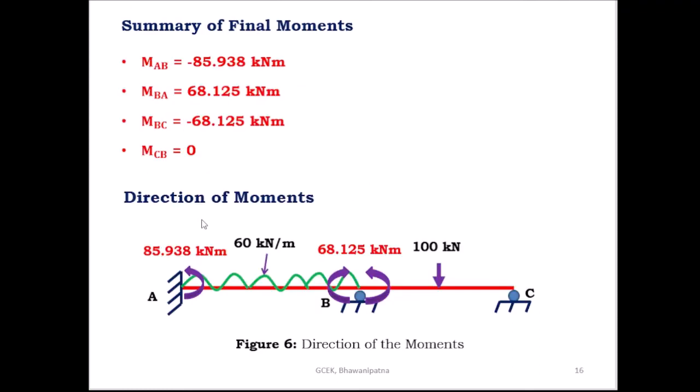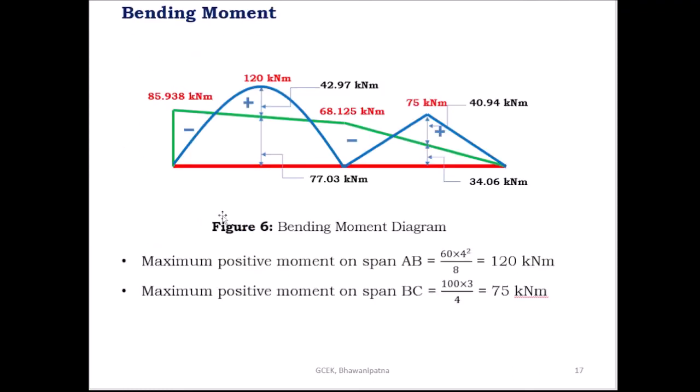As the load is UDL on the span AB, the bending moment diagram is parabolic and the total ordinate is 120 kilonewton meter. Similarly, on the span BC, the load is present at the midpoint. Here the positive bending moment diagram, or free bending moment diagram, is triangular in shape, and this ordinate is 75 kilonewton meter.